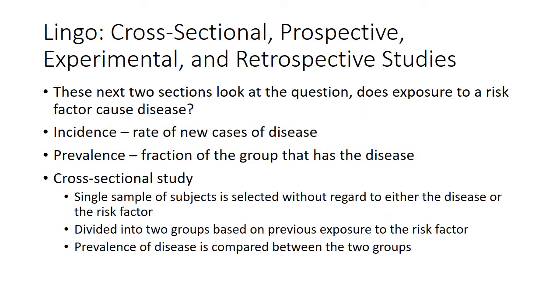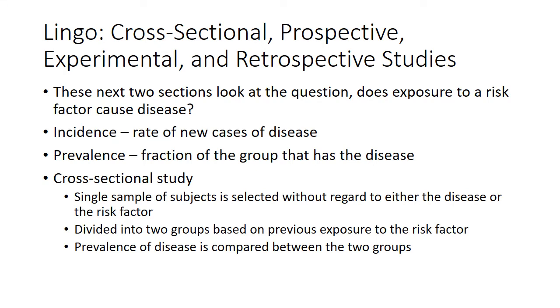So one of the biggest questions that gets asked a lot in the medical literature, especially on the epidemiology side of things, is that if you were to look at an exposure to a risk factor, what is the influence of that risk factor on causing disease? You know, are some things protective or some things harmful? And so there are lots of different ways to go about this sort of problem.